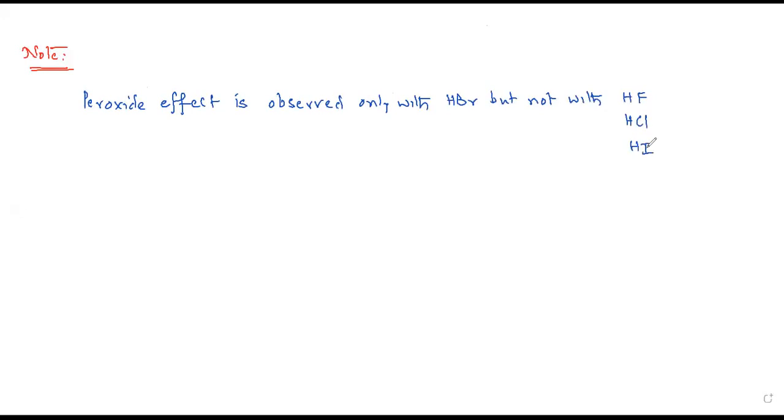See, sometimes they give HCl with peroxide, but even with peroxide, when you consider HCl, remember you get the Markovnikov product only, because there is no peroxide effect with these three. Peroxide effect is observed only with HBr. Even if you consider HI with peroxide, just go for Markovnikov. Only with HBr. A very important point to be remembered. But why?